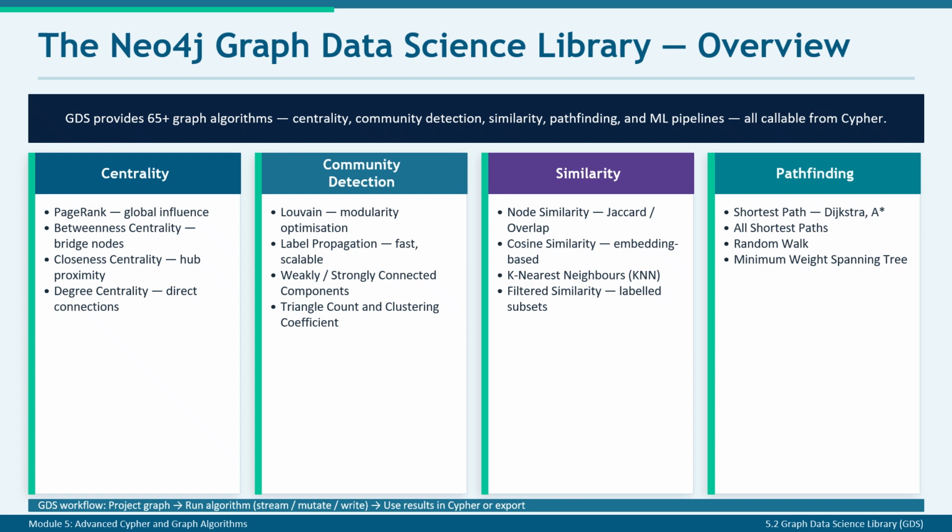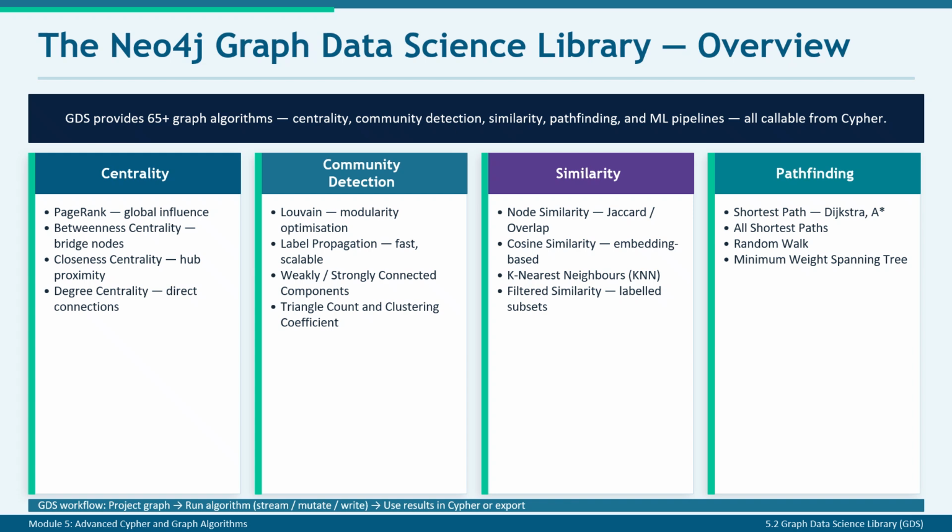Pathfinding algorithms find optimal routes through the graph. Dijkstra and A* for weighted shortest paths. Random walk for sampling. Minimum spanning tree for network coverage problems.